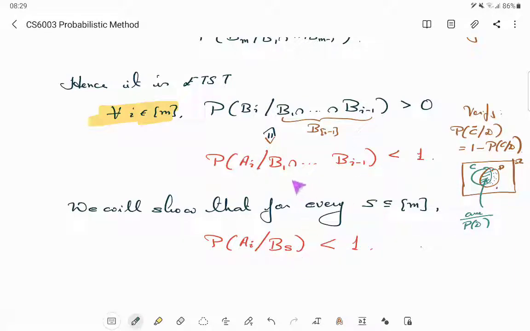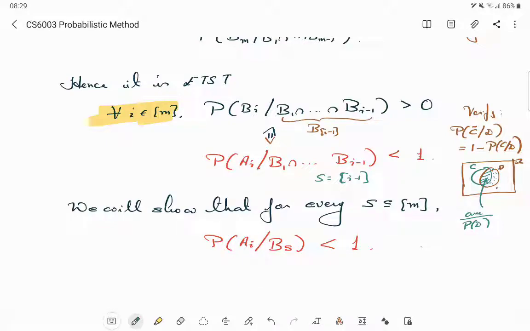Here we are talking about a particular case where S is 1, 2 up to i minus 1, or S is the square brackets i minus 1. But what we will actually prove, and this is not without reason, is this stricter quantity, because whenever we use a proof by induction, sometimes a stronger claim may tend to be easier to prove. So we will show that for every S subset of [m], so any subcollection of indices, the probability of Ai given Bs is strictly less than 1.